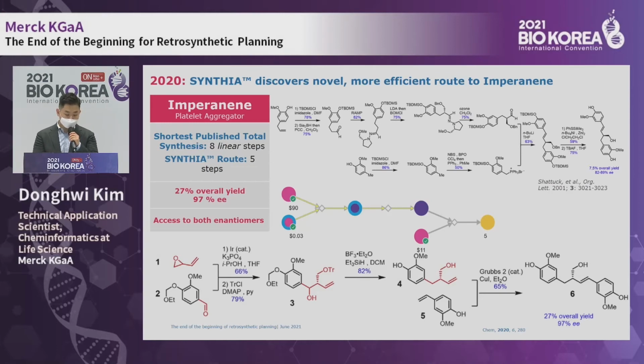It's worthwhile to note that this pathway easily adjusts to use the opposite enantiomeric iridium catalyst in the first step, and to easily adapt it to synthesize unnatural R-imperanine in 28% overall yield with 97% EE.